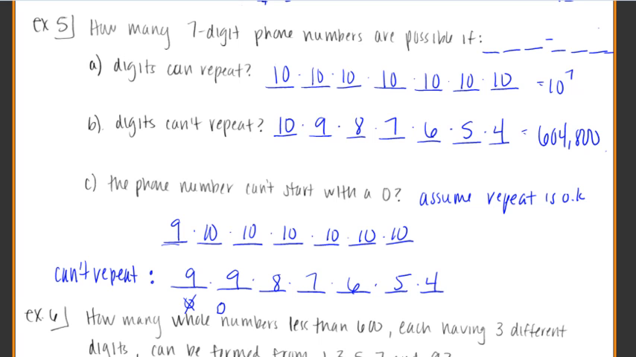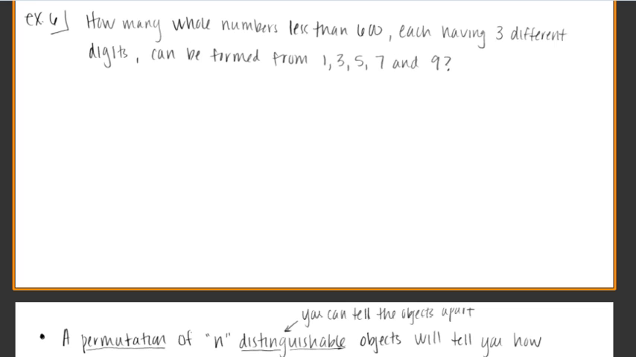All right, example 6. We want to find how many whole numbers, so obviously not decimals like 0.5s and all that, that are less than 600 and can have 3 different digits. Specifically, those 3 digits can come from 1, 3, 5, 7, and 9. Okay, so let's think about this. My grand outcome is trying to get a 3-digit number.